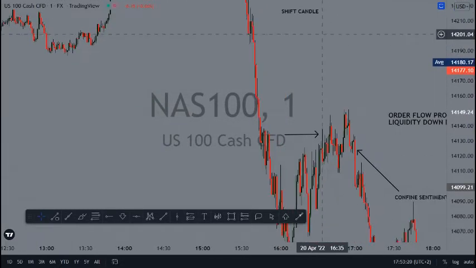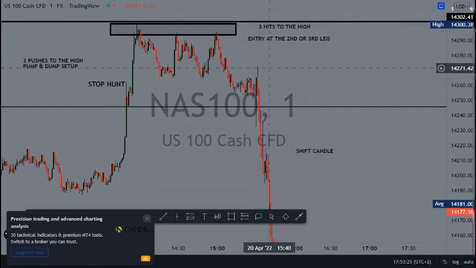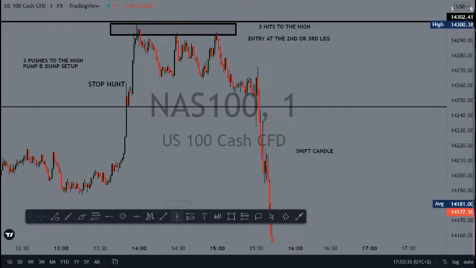Then I took the trade right at this area. This is where I took my entry. This was also kind of like a break and a retest. I also call this a break and retest. Let me just show you.